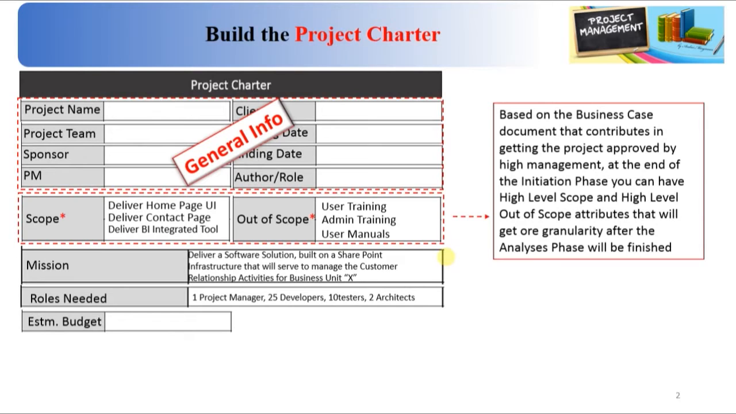Also, every project should start with a budget. It's an estimated budget and would probably have a revenue. So when the project is being approved, these two things should also be known as high-level information.